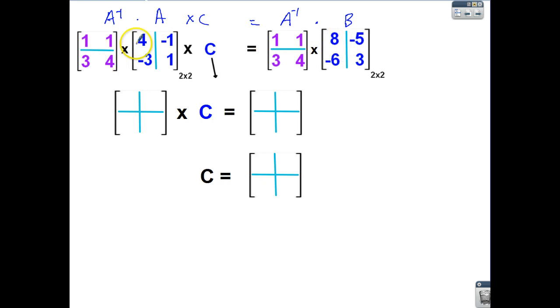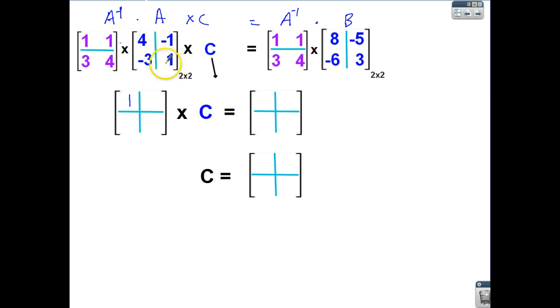Okay, now we're not going to always work this out, but I'm going to work this out this time just to show you that what we're getting from this inverse formula actually performs what an inverse should do. So we're going to take row 1 times column 1. 1 times 4 is 4, plus 1 times negative 3 is negative 3. 4 and negative 3 is 1.